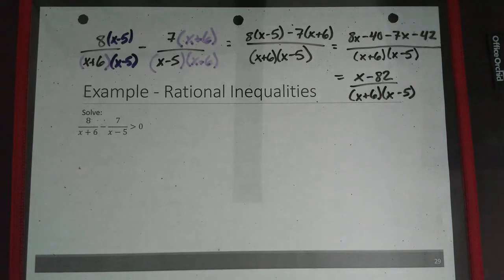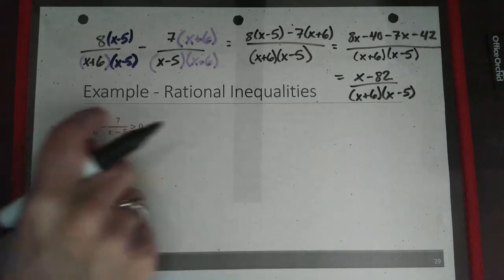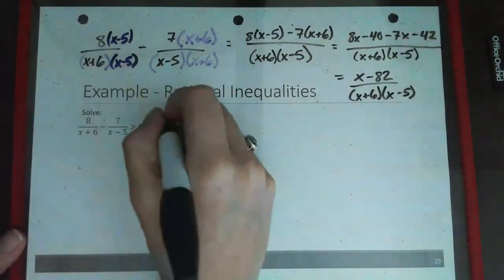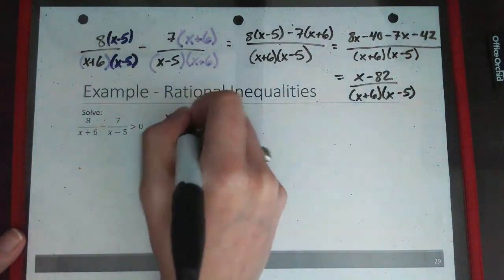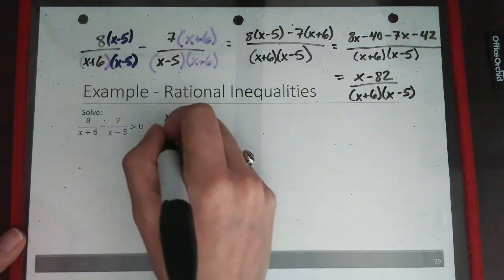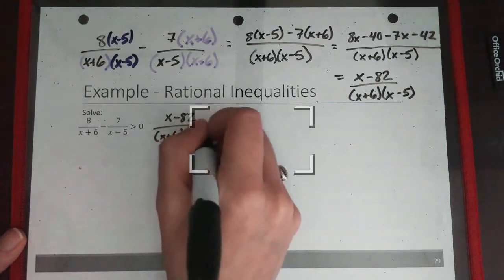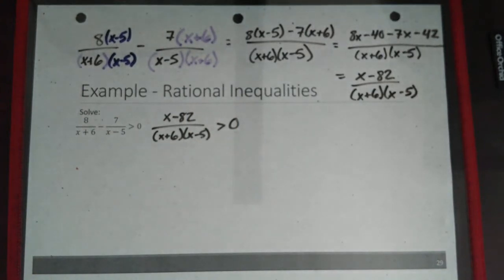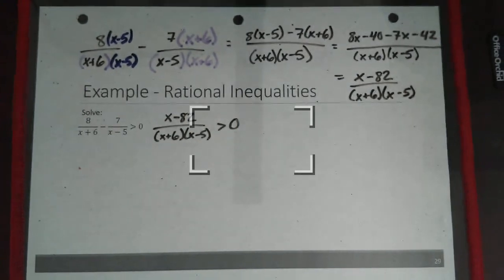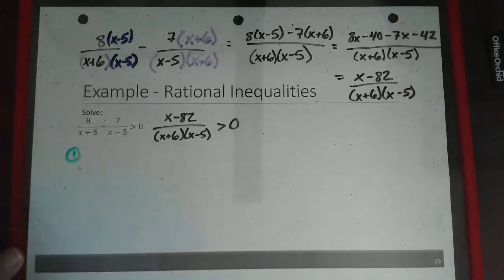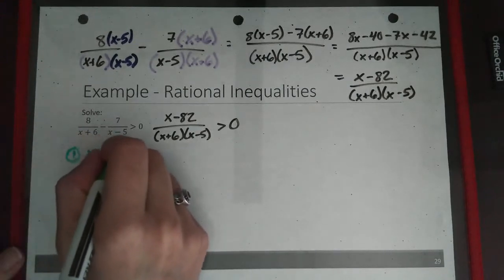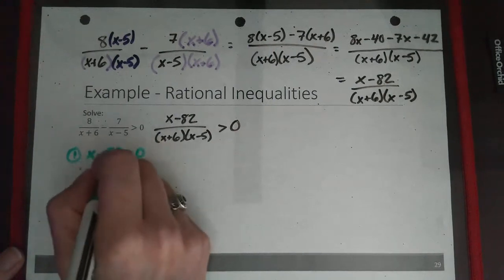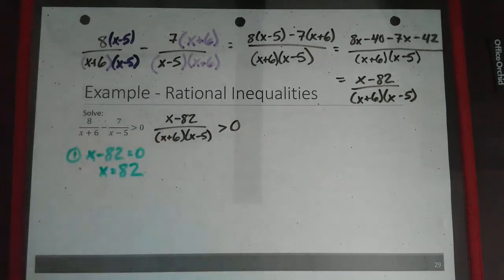So now, instead of thinking of this problem this way, I can rewrite it as x minus 82 over x plus 6 times x minus 5 is greater than 0. So just replacing it with the one term equivalent expression. Now we can do our step 1, step 2, and so on. For step 1, we set the numerator equal to 0. So x minus 82 equals 0, x equals 82.